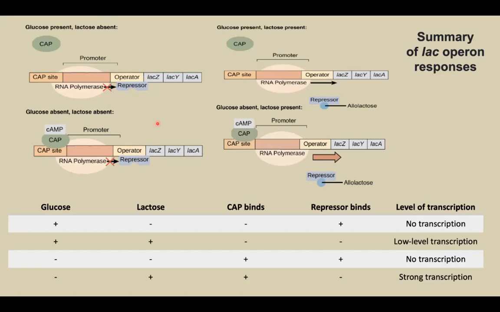Okay, so last one, when glucose is absent and lactose is present. So glucose absent, you have the binding site dekat CAP ni. And then the lactose also present. So there is transcription, maksudnya repressor tak bind to the operator. So bila dua-dua ni bergabung, glucose absent and lactose is present, there is a strong transcription happening. So there's high level of transcription.